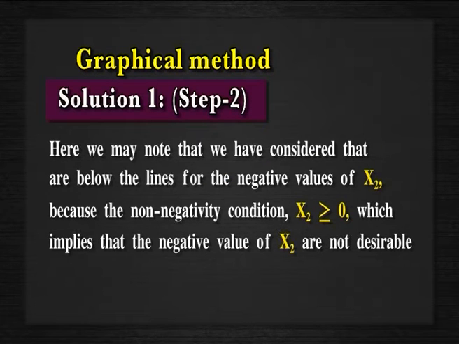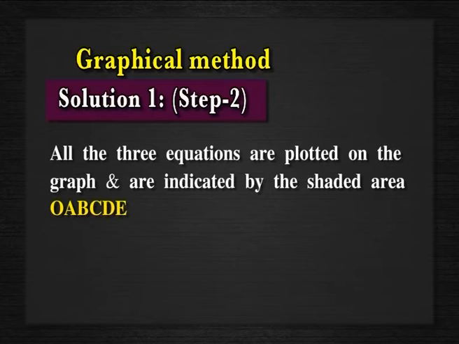Here we may note that we have considered the areas below the lines for the negative values of x2 because the non-negativity condition x2 ≥ 0 implies that negative values of x2 are not desirable. All the equations are plotted on the graph and the feasible region is indicated by the shaded area O, A, B, C, D, E. Since the optimal value of the objective function occurs at one of the extreme points of the feasible region, it is necessary to determine their coordinates.